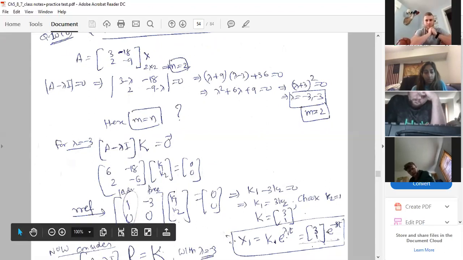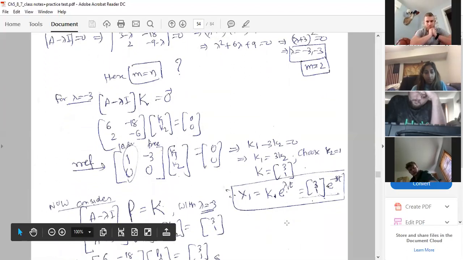If I choose, suppose, K2 equal to 1, I'm getting K equal to 3 and 1. You can choose K2 as 2 or whatever you want, 3 and 2, 3 and 1. So my X1 equal to K e to the power lambda 1 t, with K equal to (3, 1), so (3, 1) e to the power -3t. Up to here, it is exactly the same as your previous example.